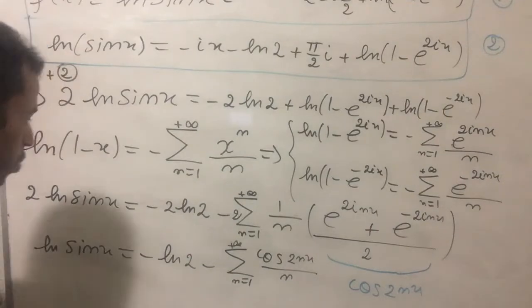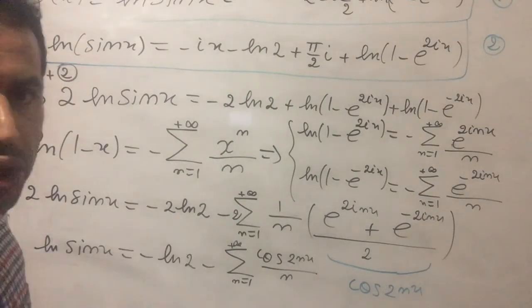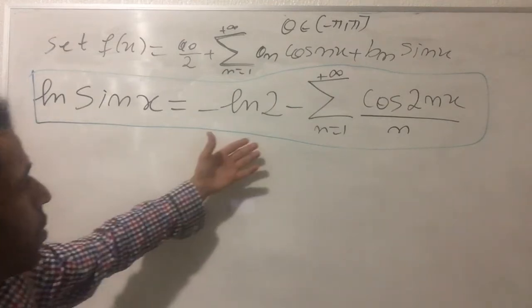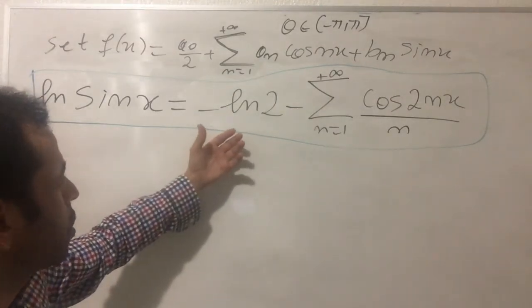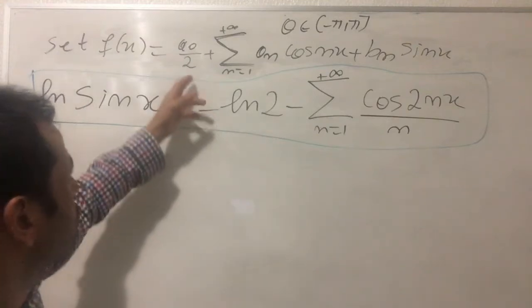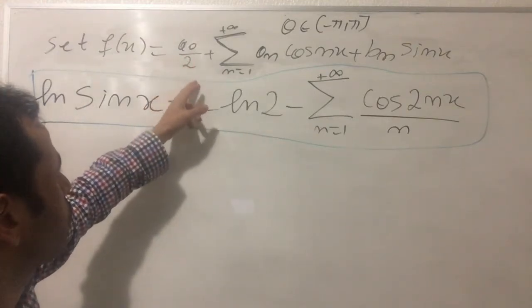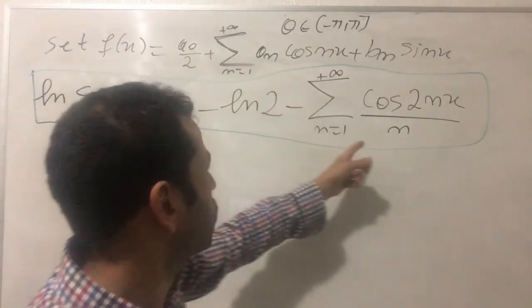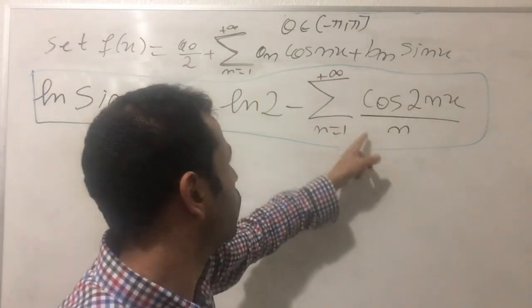Okay, so I'm going to put this one at the top and continue with our problem. We have ended up with this expression. We found the Fourier series coefficient a sub 0 over 2, which is minus natural log of 2, and also we found a sub n, which is minus 1 over n.